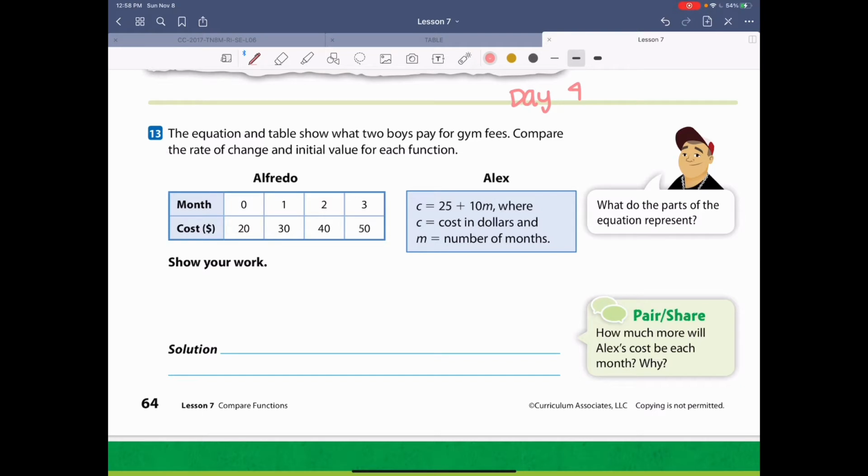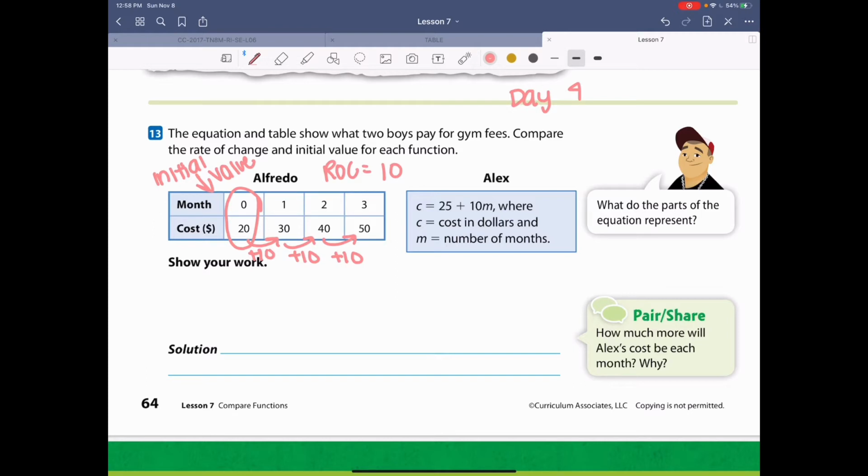For month 0, the starting cost is $20. So that means no matter what, to join this gym, Alfredo's going to have to pay $20. So that's his initial fee or initial value. And then each month, the change is going from 20 to 30, so we're adding 10 every month. $10 is added every month. So our rate of change is actually 10 for Alfredo. So the rate of change is $10.